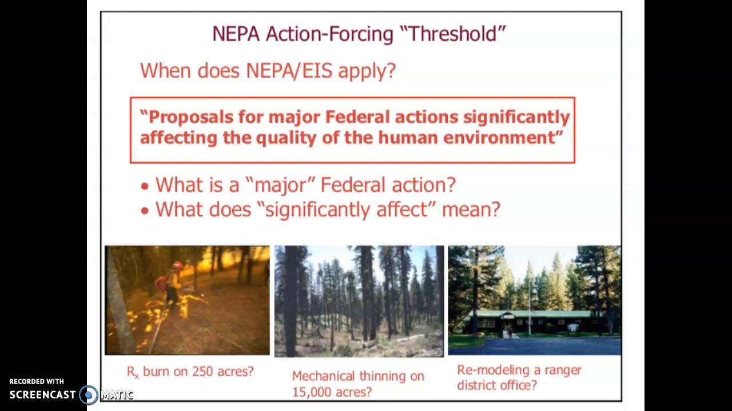Is a prescription burn on 250 acres a significant impact? Remodeling a ranger's district station. These are decisions that federal agencies are faced with and need guidance on.